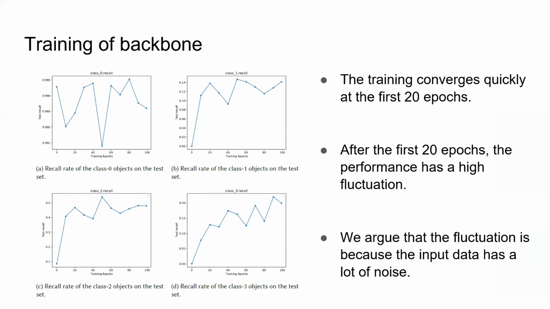First, as we can see here, the training of the backbone converges very quickly in the first 20 epochs. After the first 20 epochs, the performance has a high fluctuation. We argue that the fluctuation is because the input data has a lot of noise.